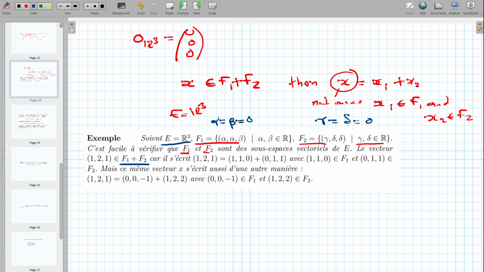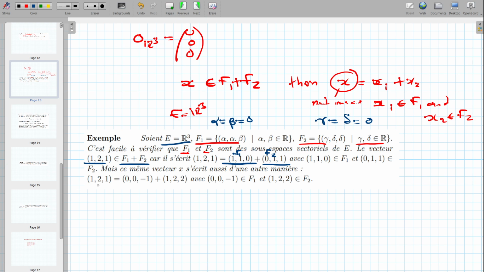Now let's look at how this vector can be written as a vector of f1 and as a vector of f2. So this same vector 1, 2, 1 can be written as 1, 1, 0 and 0, 0, 1. Now this is clearly a vector of f1 because alpha and beta here are real numbers, and 1, 1 and 0 are real numbers. So this is clearly a vector of f1, and then this is clearly a vector of f2. Same thing, this same vector can be written as this vector and this vector, where this is an element of f1 and this is an element of f2. So the takeaway here is that it's the same thing here.